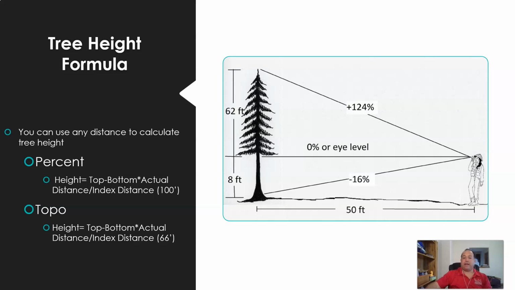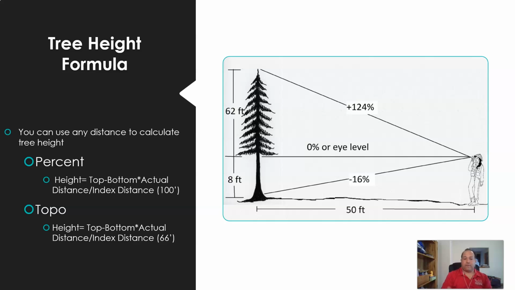But we can do any distance. So for instance, here in this example, this person went back 50 feet. So they got a reading of 124%, and so we're using percent. So now we know our index distance is 100 feet. Or sorry, they saw up there that angle is 124%. They saw this as negative 16%, right? So if I subtract top minus bottom, which means I'm going to add 16 to 124, I get 140.